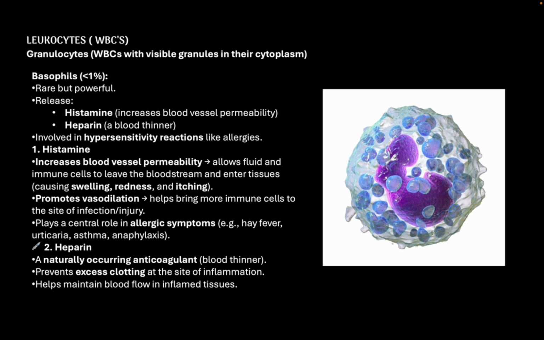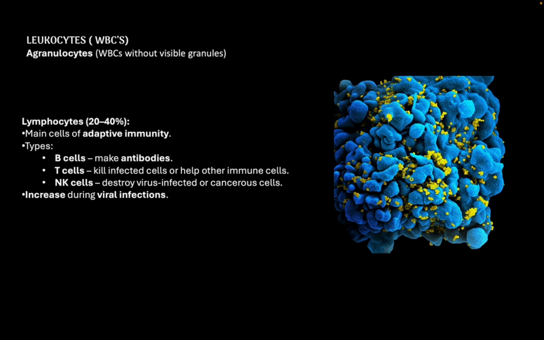You might wonder, why would the body want to thin the blood? In areas of inflammation, you don't want blood clots to form too quickly and block blood flow. Heparin keeps the blood flowing to help immune cells reach the area. Agranulocytes include lymphocytes and monocytes. Lymphocytes include B cells, T cells, and natural killer cells. B cells make antibodies, T cells either kill infected cells or help coordinate the immune response, and natural killer cells destroy virus-infected or cancerous cells.